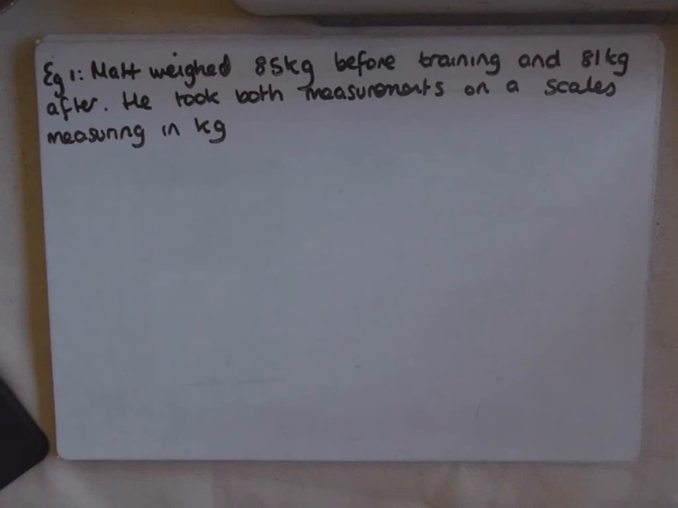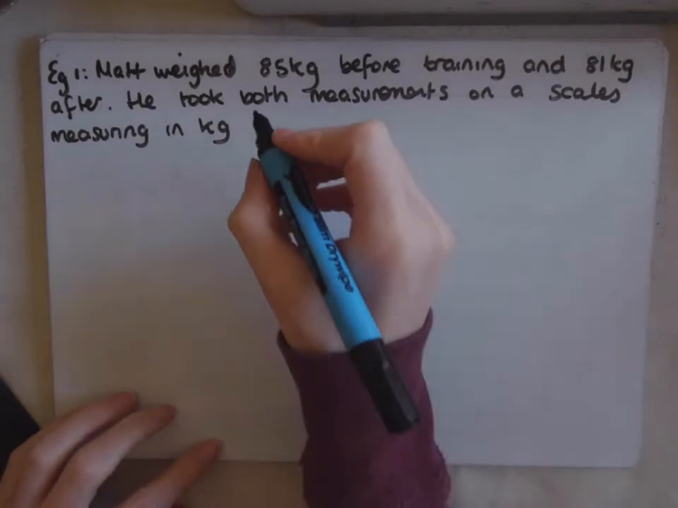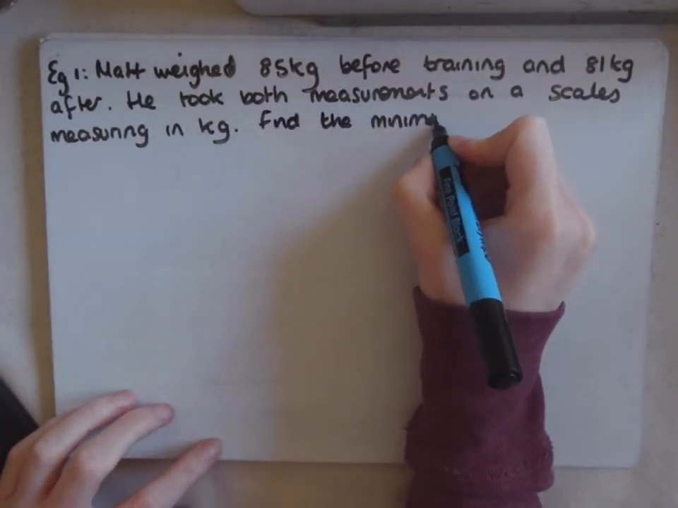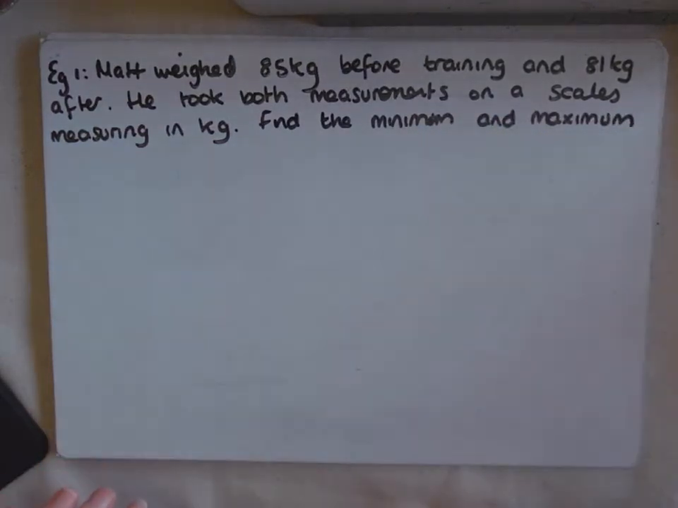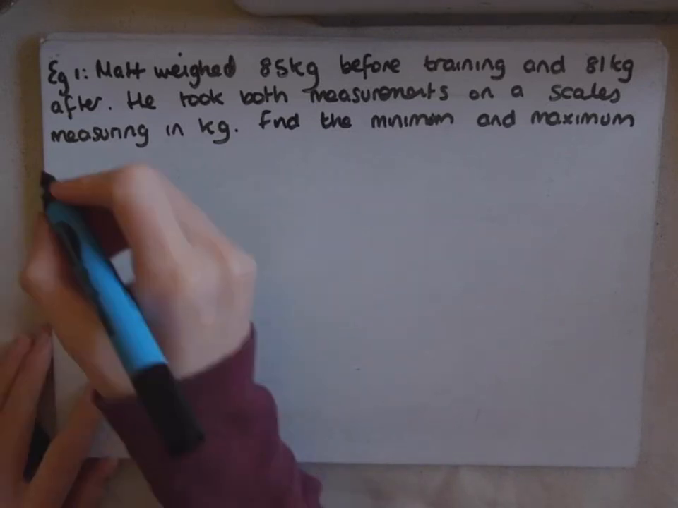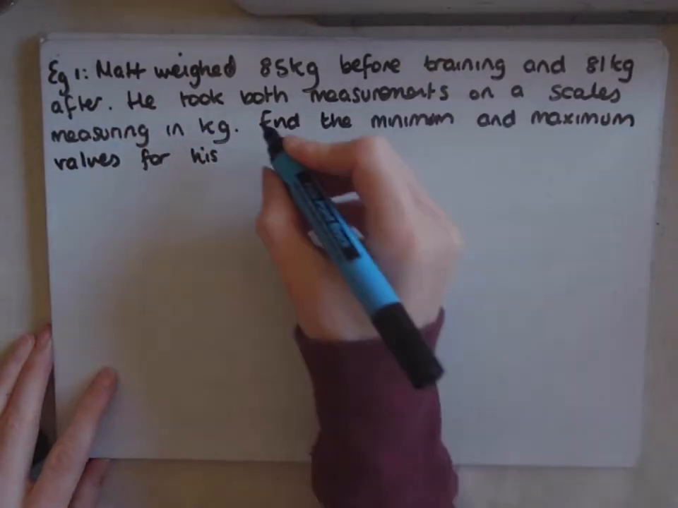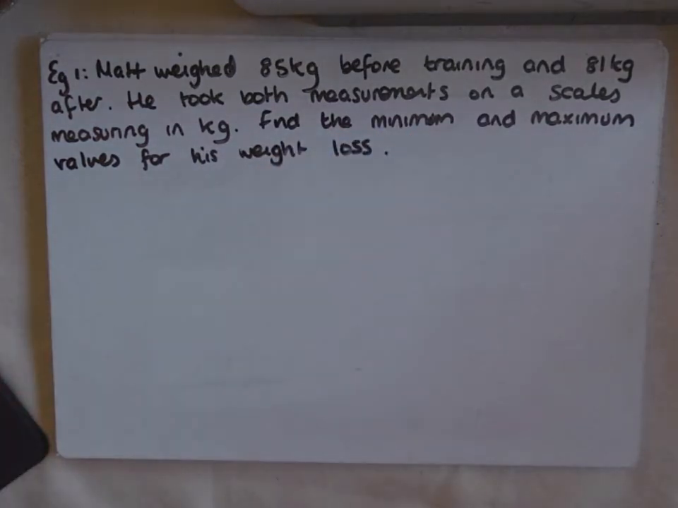Okay, so Matt weighed 85 kg before training and 81 kg after. He took both measurements on a scales measuring in kg. You can't actually lose that much in one training session. No, I think they mean before training, as in he might have done a program for 6 weeks or something. Find the minimum and maximum values for his weight loss.